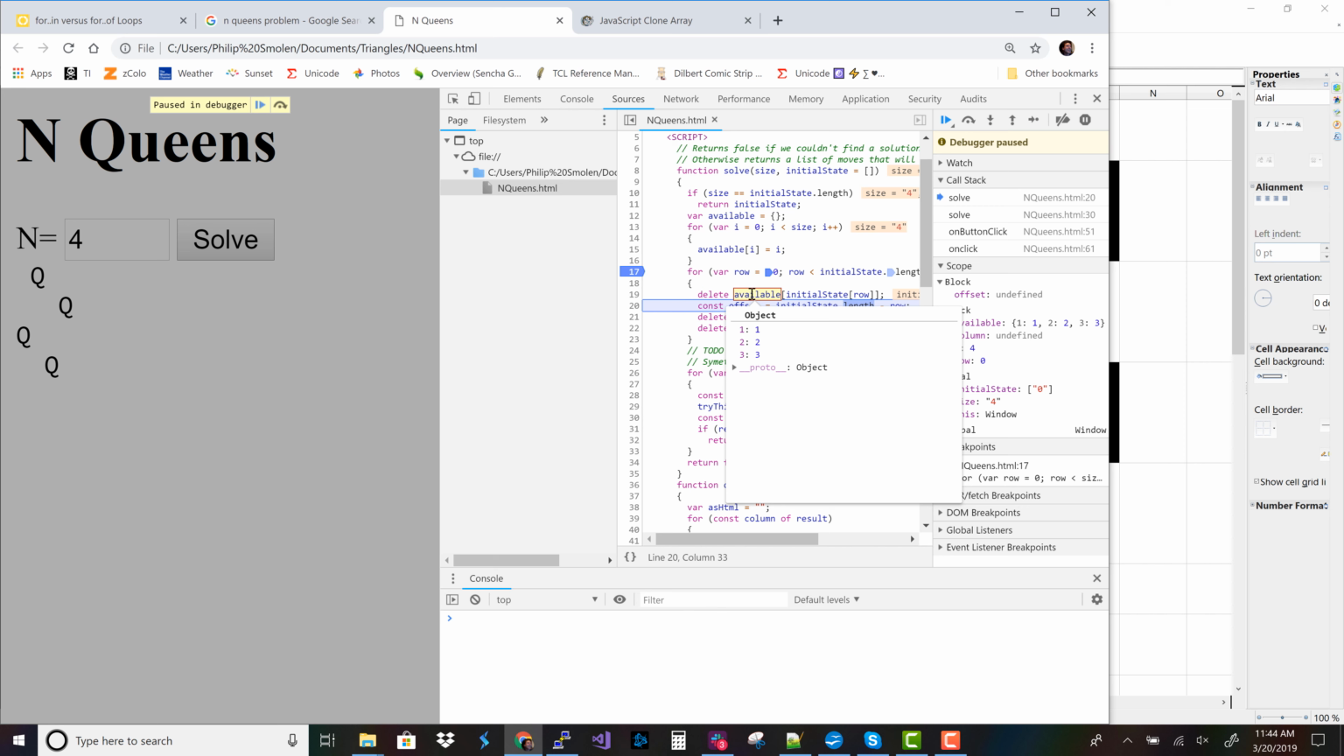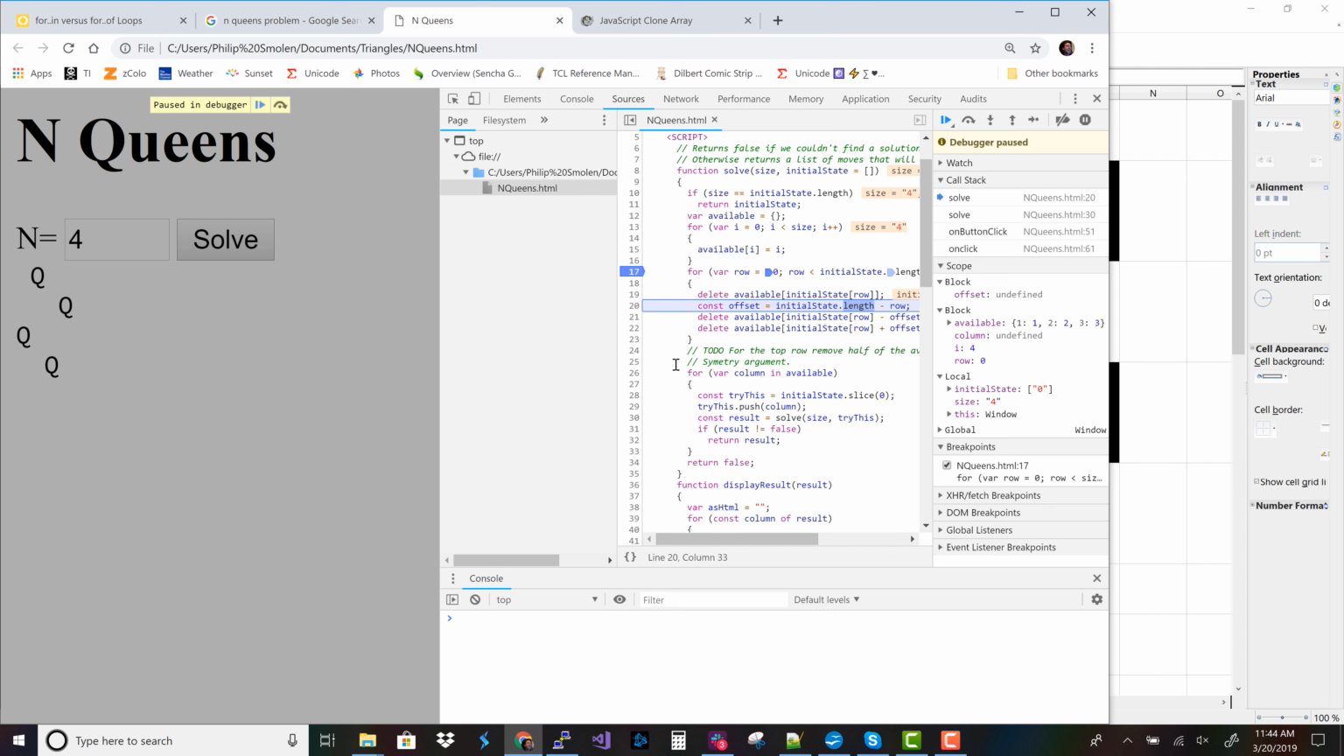Remember the solution that it gave us? It did block out the columns properly. It just didn't do the diagonals. All right, so what is initial state length is 1. So that says we're working on the second row, row number 1. Then row is 0, so offset should be 1. Step over.